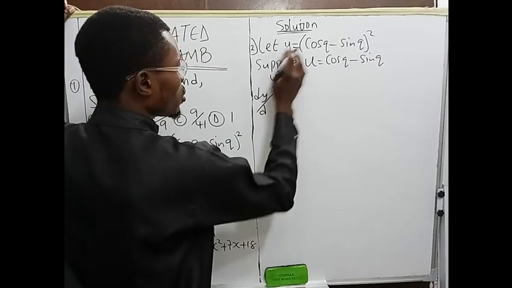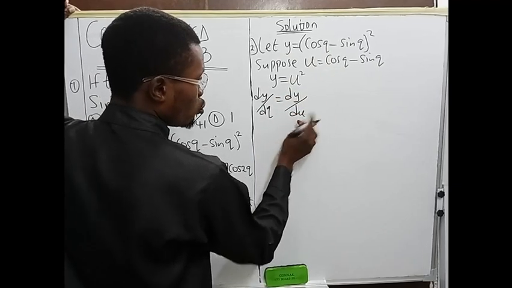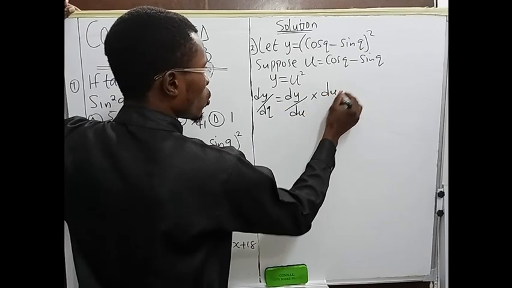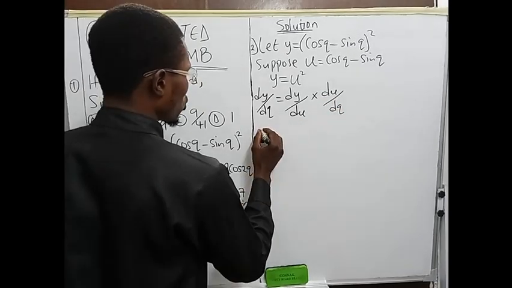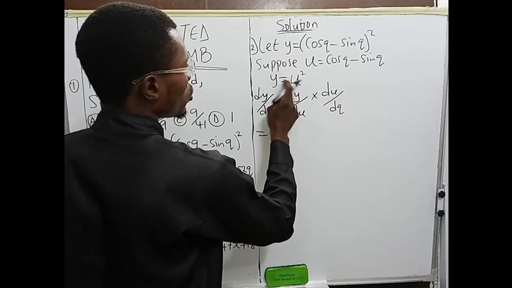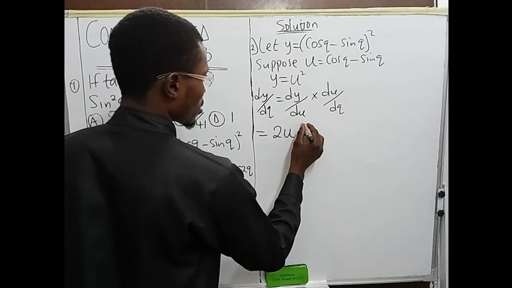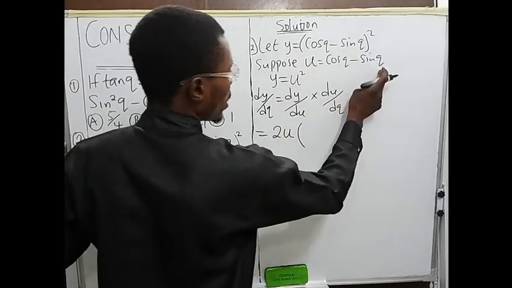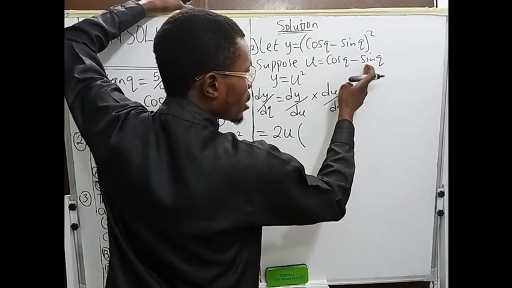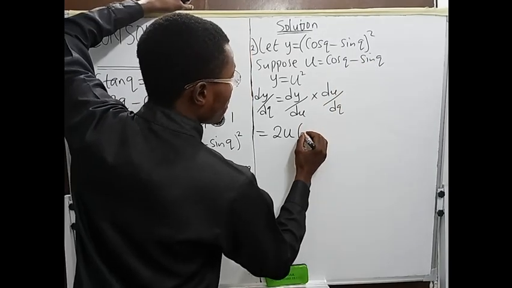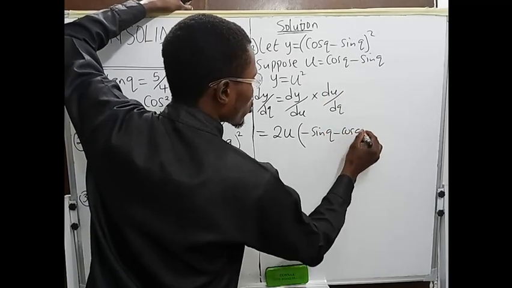So dy dq, that is differentiating y with respect to q, will be given by dy du times du dq. Dy du is given by 2u, times du dq. Remember, the differential of cos q is minus sine q, and the differential of sine q is cos q. So we're going to have minus sine q minus cos q.